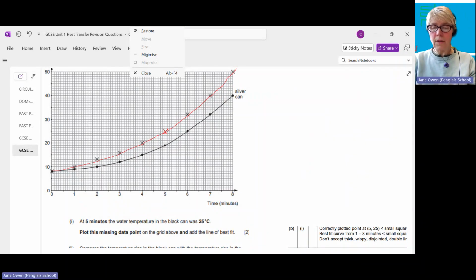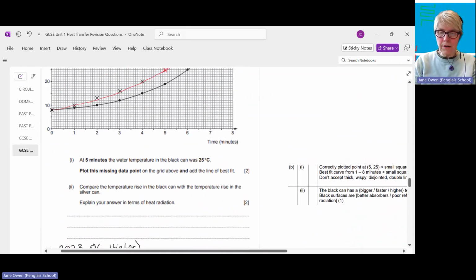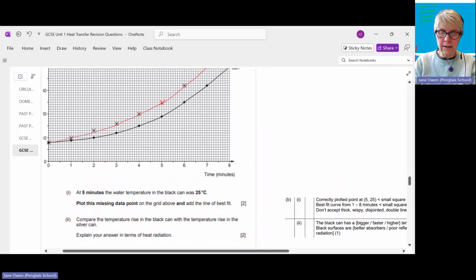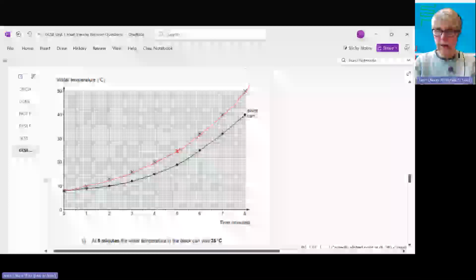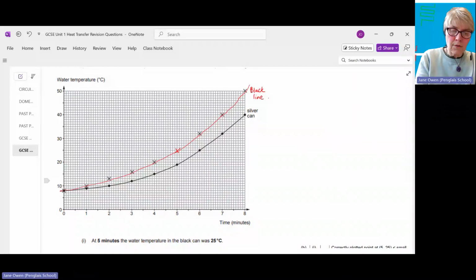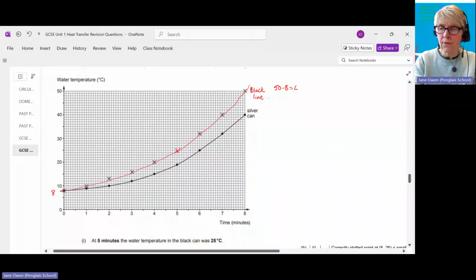Okay. Compare the temperature rise in the black can with the temperature rise in the silver can. So the temperature rise in the black can here, we're going to have to label this up to get our mark for the line of best fit. Okay, is much greater because we've got the same starting point of 8 here. And with the black, in 8 minutes, it goes up to 50. So that's 50 take 8 is 42 degrees. Okay, and with the silver can, it goes up to, let's just check that, that's 40 degrees. So 40 take 8 is 32 degrees.